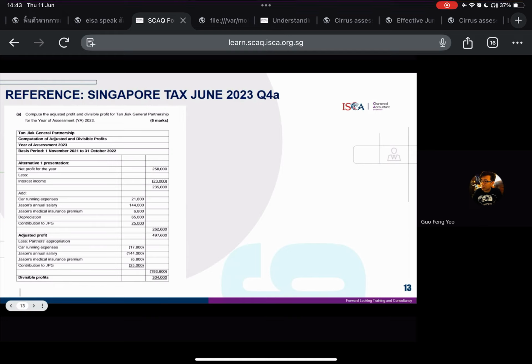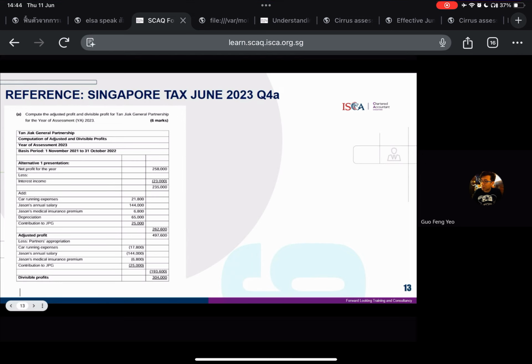Now, I will go on to explain the answers. So starting with the net profit for the year, 258,000. This portion represents the accounting profit of the partnership, minus interest income of 23,000, because it will be less of income of other sources, giving us an amount of 235,000.